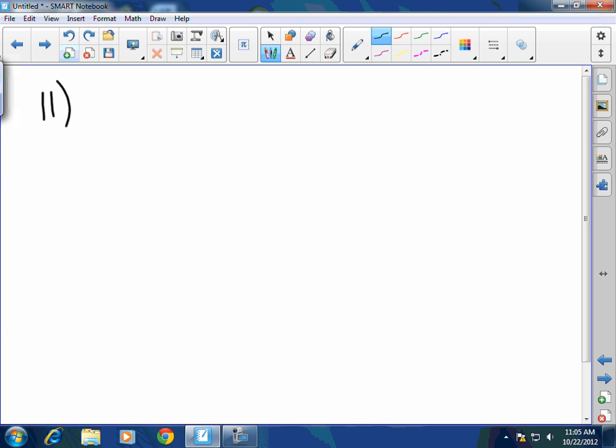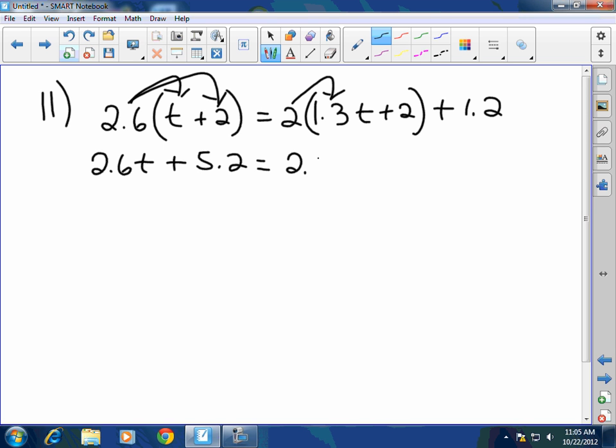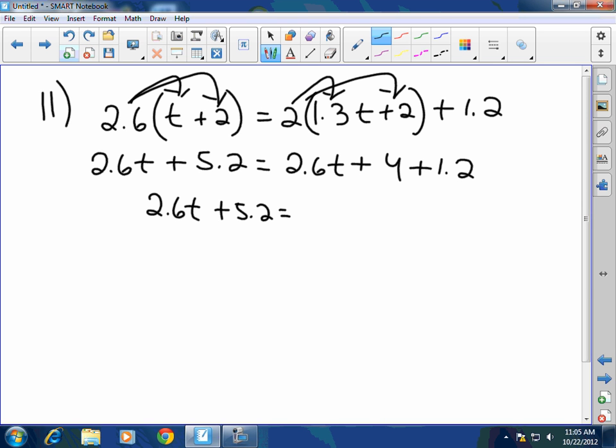Number 11. 2.6, okay, distribute. 2.6t plus 5.2 equals 2.6t plus 4 plus 1.2. 2.6t plus 5.2 equals 2.6t plus 5.2.